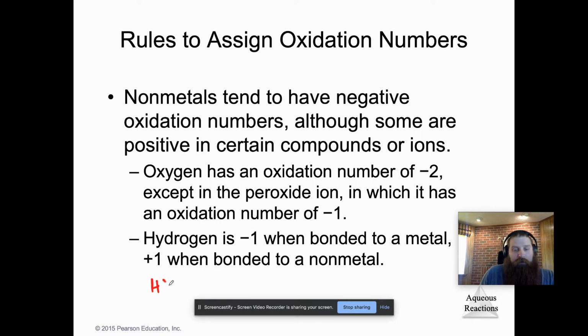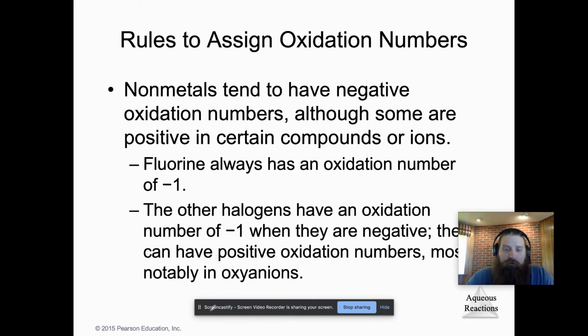If I have HCl, well, hydrogen is out front. It's acting as the metal here, so it must be +1. Chlorine is going to be -1 because the overall oxidation state has to equal 0 because this is a neutral compound.